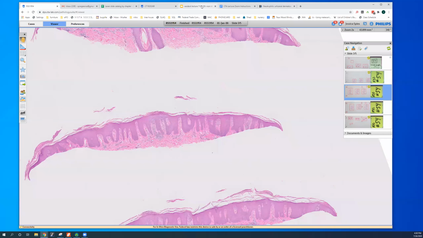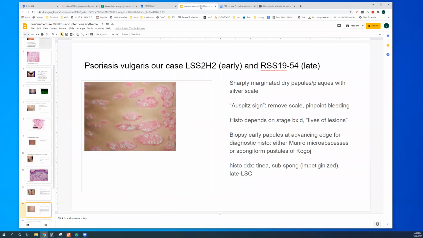Okay, so let's move on to other variants of psoriasis. I do want to point out that Ackerman has a great book. He's dead now, and it's out of publication, but it's called Lives of Lesions, and psoriasis is kind of the prototype for that. So when you look at one of these plaques, you want to biopsy one of the early papules at the edge. That's where you're going to get your Munro microabscesses and spongiform pustules that are really diagnostic. Later, as the plaque gets older, you're going to have less of this, and it's going to be more difficult to make the diagnosis. These are really the things you want to see to make the diagnosis.